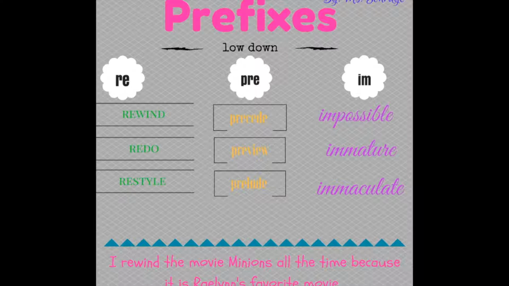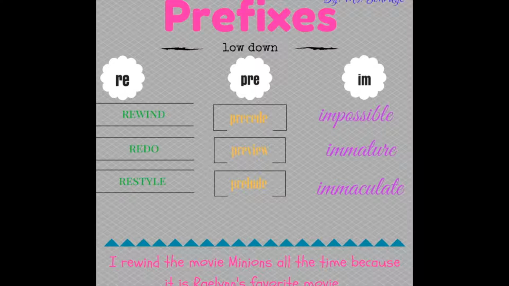As you can see, this is my Canva presentation. At the top is the title, Prefixes, by Ms. Shraggy. I chose 3 different prefixes, just like you're going to: re, pre, and im. Then I chose 3 words that go with each prefix. Rewind, redo, restyle. Precede, preview, prelude. Impossible, immature, immaculate. Then at the bottom, I wrote a sentence using one of the prefixes. I rewind the movie Minions all the time because it is Raylan's favorite movie.